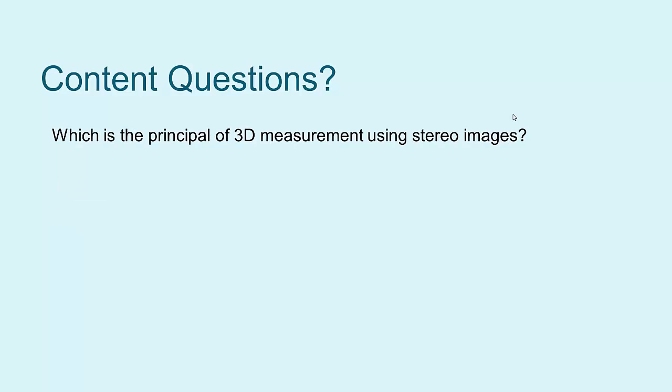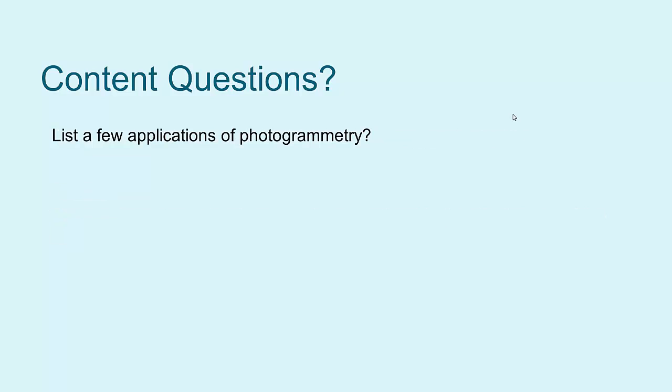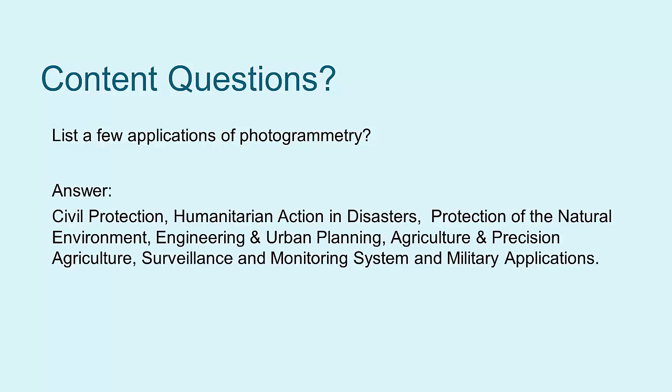Number 5. What is the principle of 3D measurement using stereo images? The principle is that the parallax of an object is inversely proportional to the 3D distance of the object from the camera. Number 6. List a few applications of photogrammetry. Here is the answer.